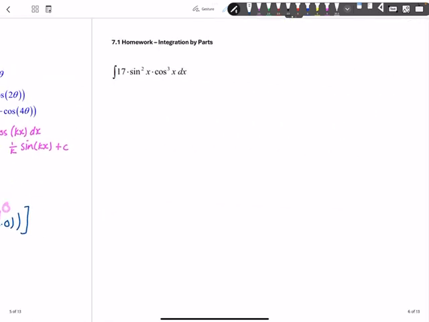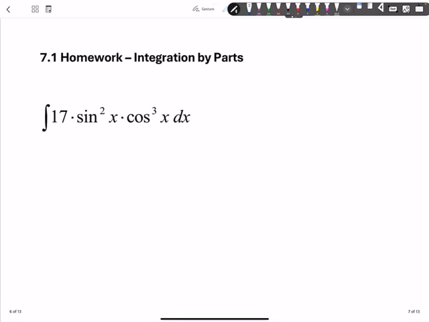All right, I have one more problem left in this section, and this is kind of like an additional practice problem, but it's a really fun challenge problem actually. We're looking for the integral of 17 times sine squared of x times cosine cubed of x dx. And just like the previous two, this problem is going to rely on a trig identity. This time it's going to rely on one of the triangular identities.